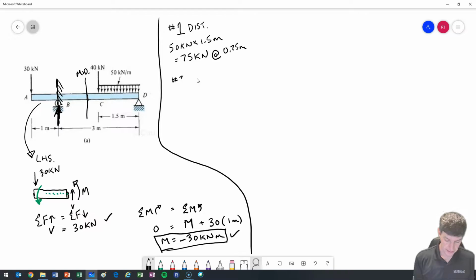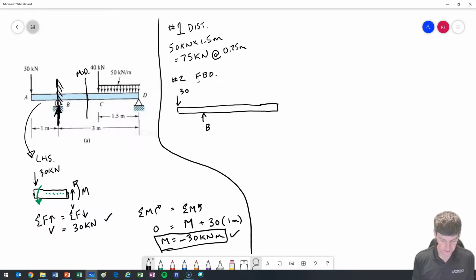Number 2, I'm going to draw a new free body diagram. And my new free body diagram is going to look like this, with a 30, with my reaction at B. I have a 40, I have this 75, and then I have D pushing up.